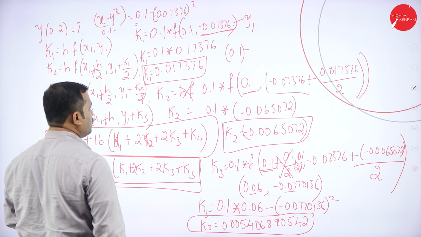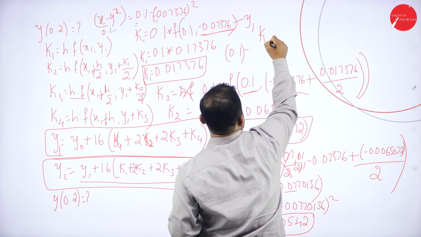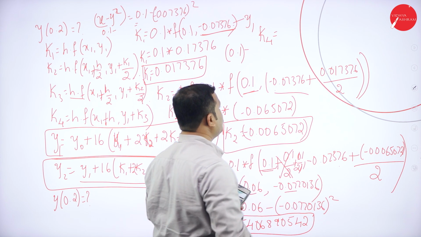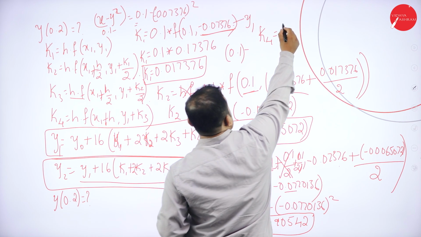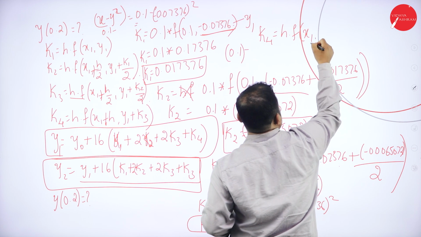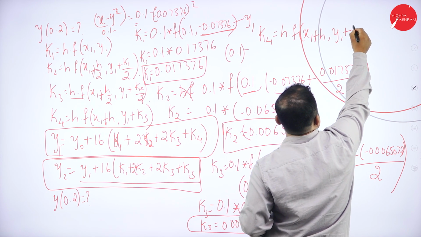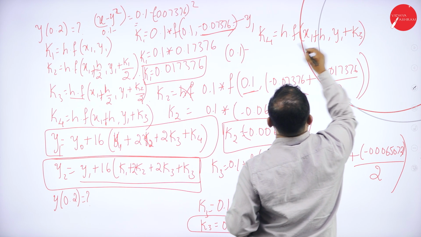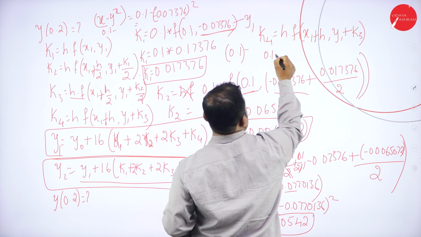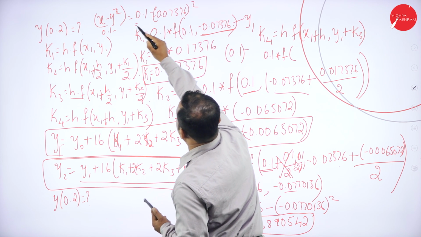What is the value of K4? How can K4 be determined? K4 is equal to this term. K4 is equal to h into f of x1 plus h, comma y1 plus K3. What is the value of h? 0.1 into f of x1 plus h. What is the value of x1?